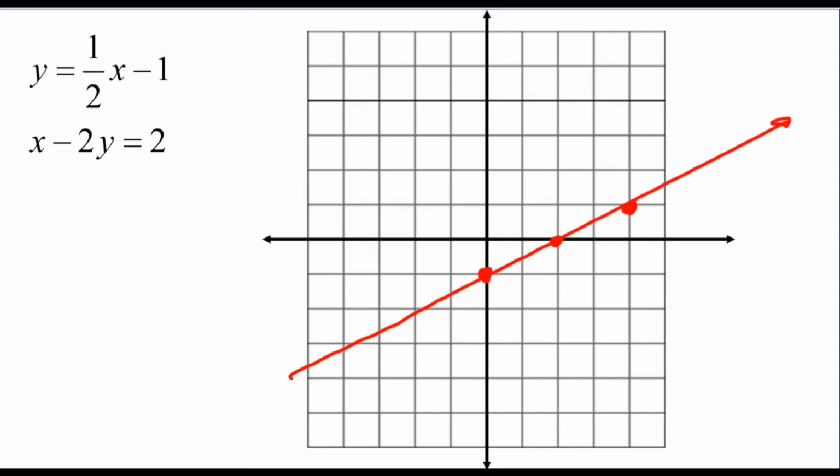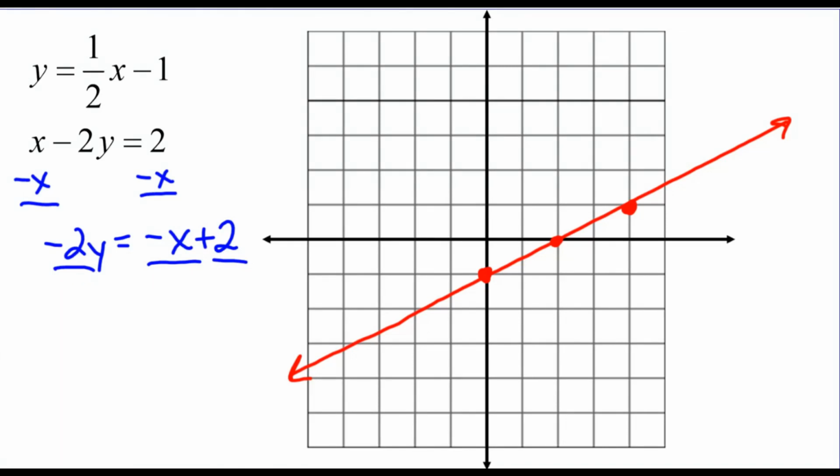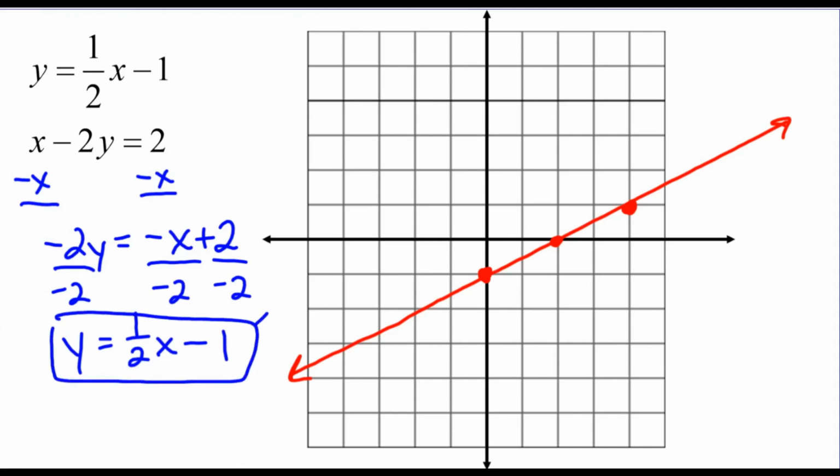And again, my second equation is not in slope-intercept form, so I need to get it into slope-intercept form. I'm going to get rid of this x term. And I have -2y equals -x plus 2. And I'm going to divide everything by -2. Get rid of that coefficient. y equals 1/2 x minus 1. You'll notice that I get the same equation as the other one. These two equations are identical.